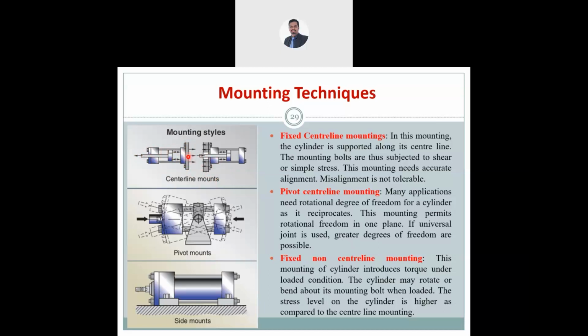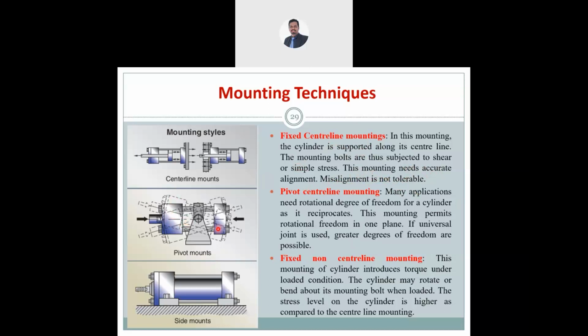This one is push type, this one is pull type. So practically from the surface, your cylinder will be straight. Okay, so that is a fixed centerline mounting. So you need to have an accurate alignment. If the alignment is wrong, it will push at another place because it's not flexible.